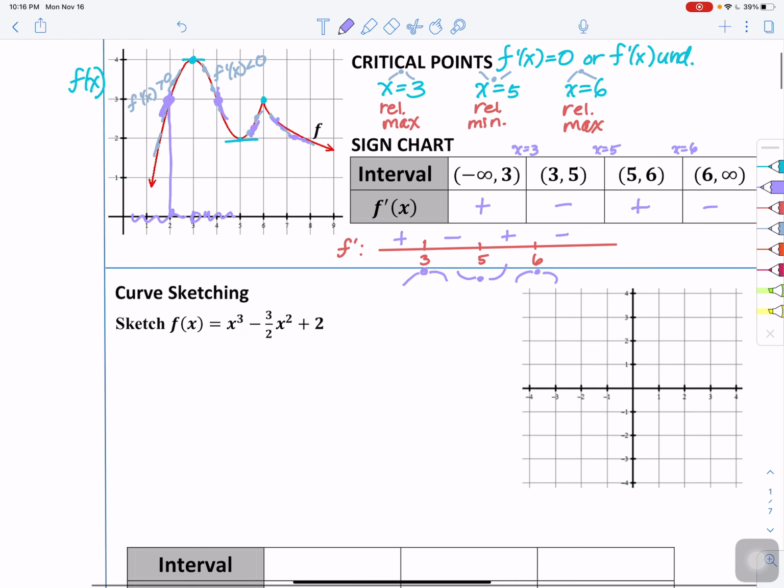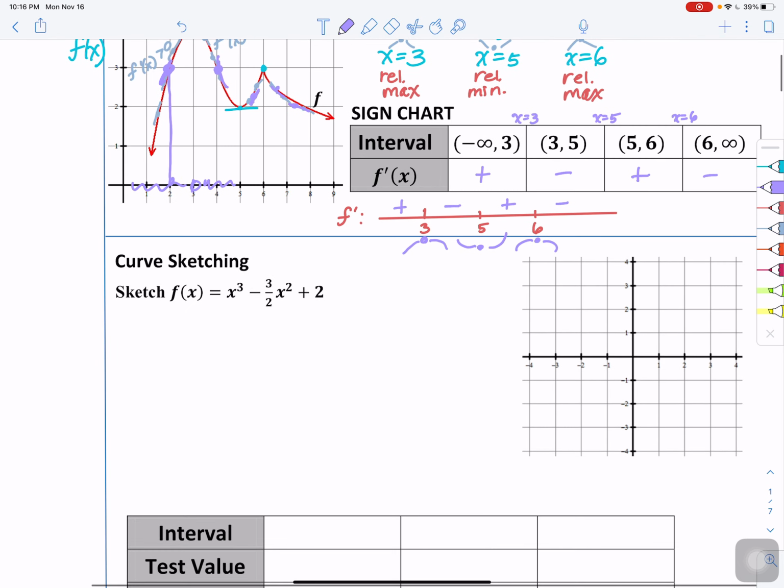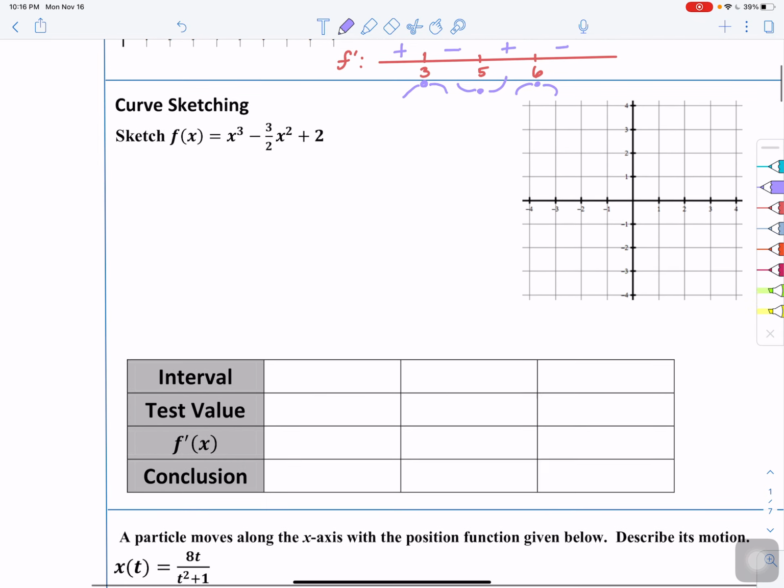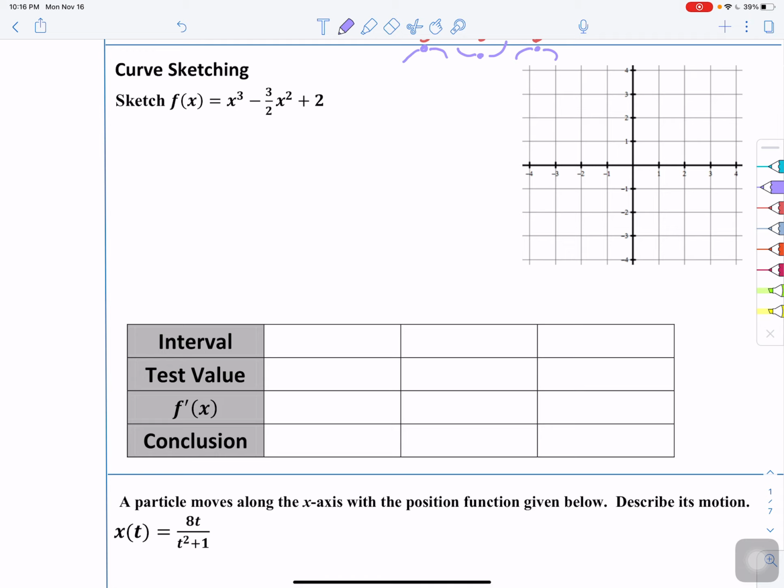Now let's try this without the graph, and then maybe we could sketch the graph. Again, these graphs aren't perfect when we give these sketches, okay? So let's just go ahead and begin. We're going to be looking for some critical points. Let's go ahead and take our derivative. So f prime of x is equal to 3x squared minus 3x.